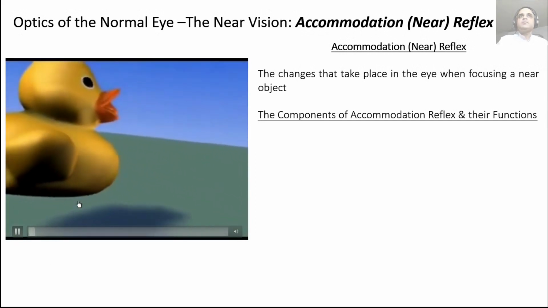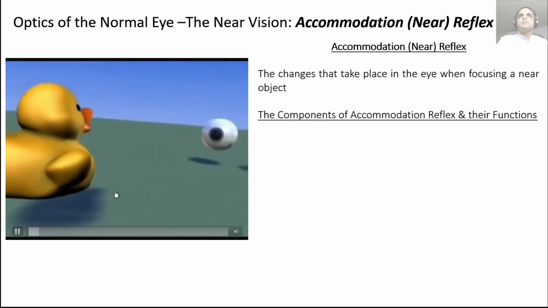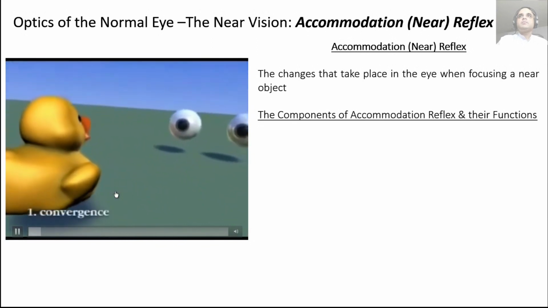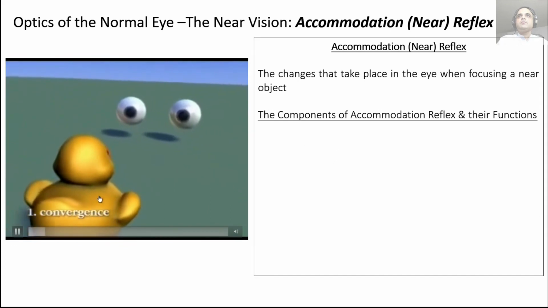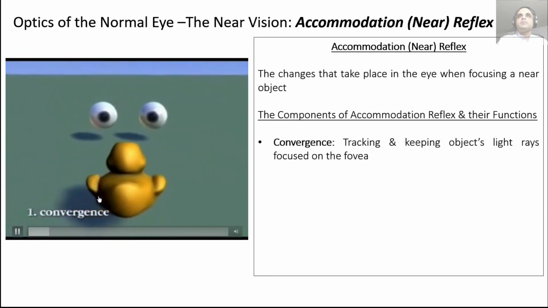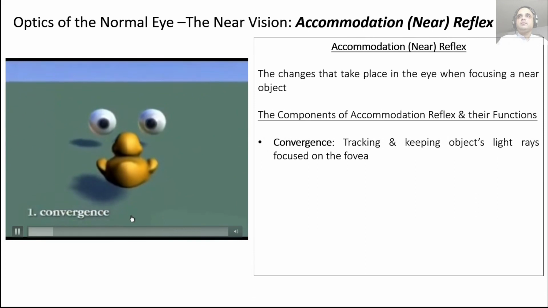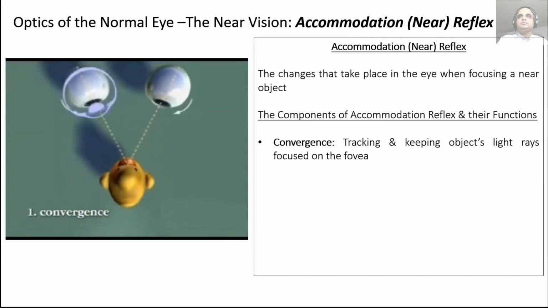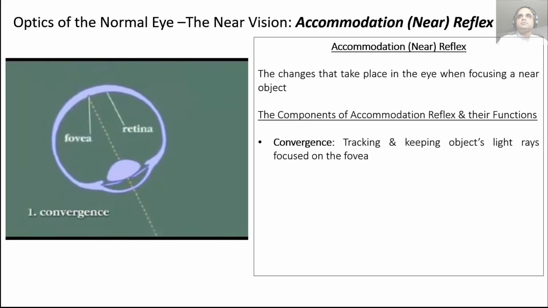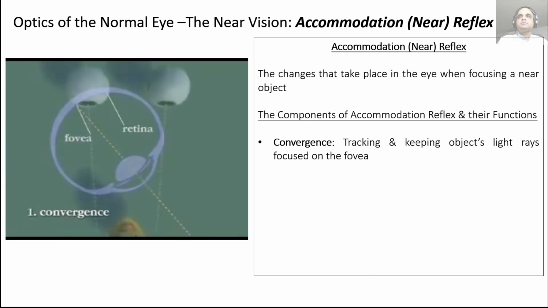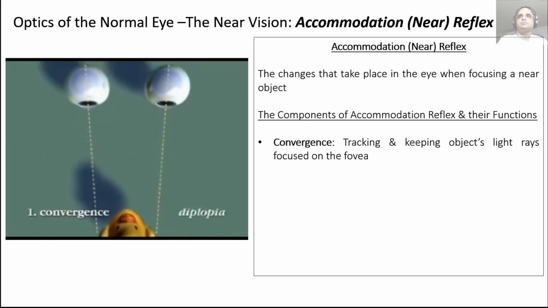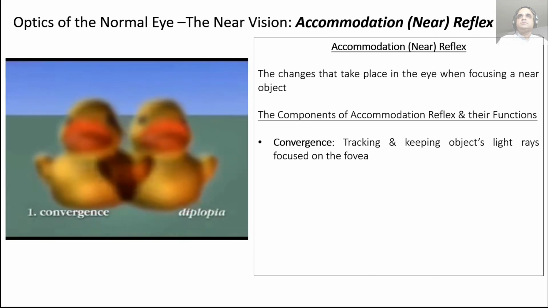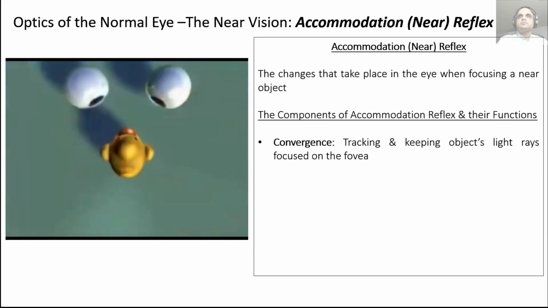First, as an object approaches, both eyes track it in a process called convergence. The size of the eyes in this example has been greatly exaggerated so that the subtle movement that takes place during convergence can be seen. Convergence of the eyes keeps the image of the object of interest centered on the fovea, the part of the retina where resolution is highest. If the eyes do not converge appropriately, diplopia, or double vision, occurs.